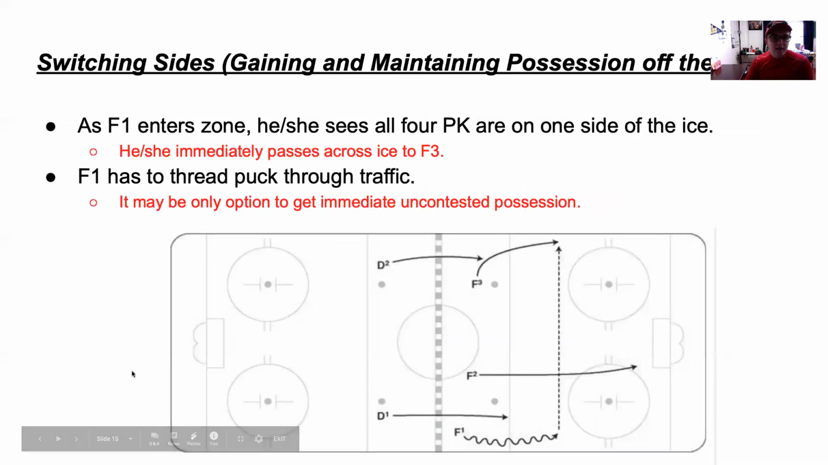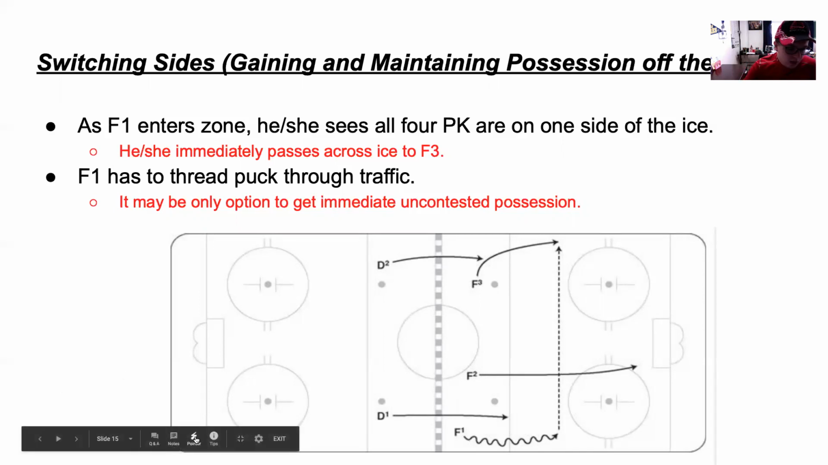And we have switching sides. So from this, F1 enters the zone where he or she sees all four penalty killers are on one side of the ice, and immediately passes across to F3. F1 has to thread the puck through traffic, and it may be the only option to get immediate uncontested possession.